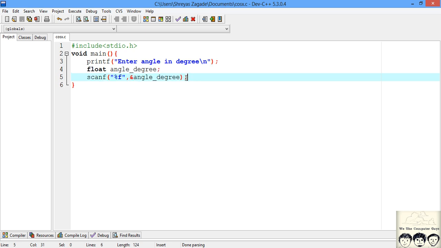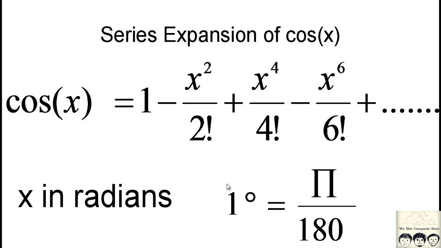Okay, so now that we have got our angle in degree, the first thing that we need to do for the formula to work is convert this angle which is in degree into radians. Now if you remember, 1 degree is equal to pi by 180 radians. So if I say 30 degree, we multiply 30 on both sides, that is 30 degree will be equal to 30 pi upon 180. Okay, so we'll be using this formula to convert our angle which is in degree to radians.